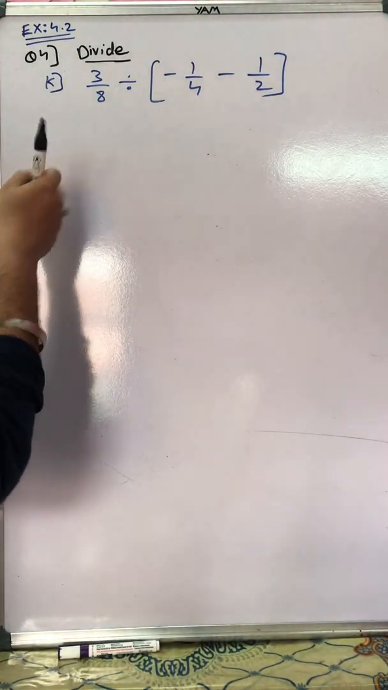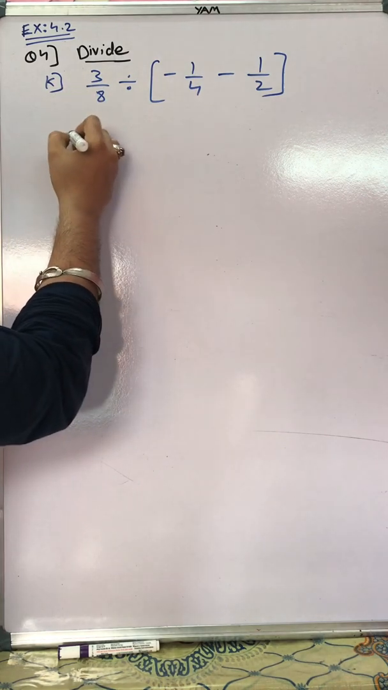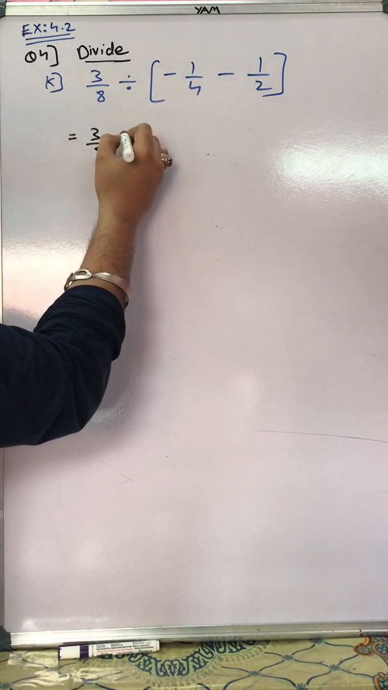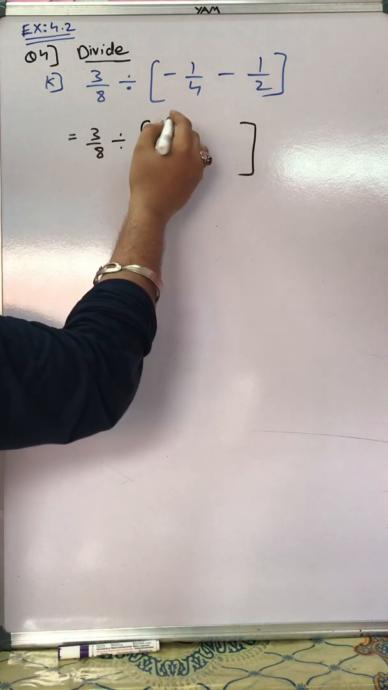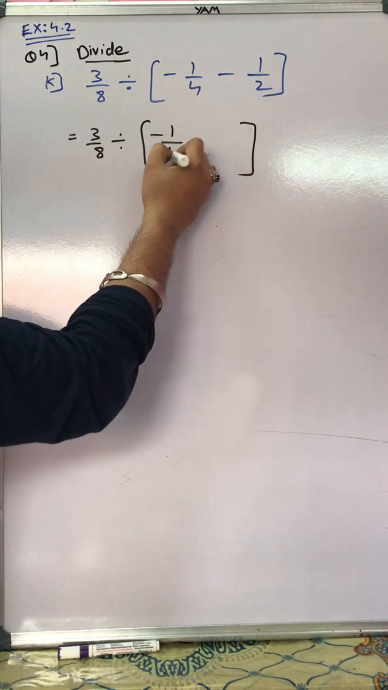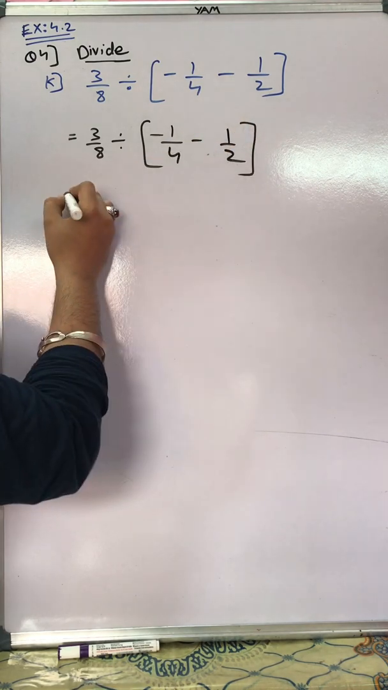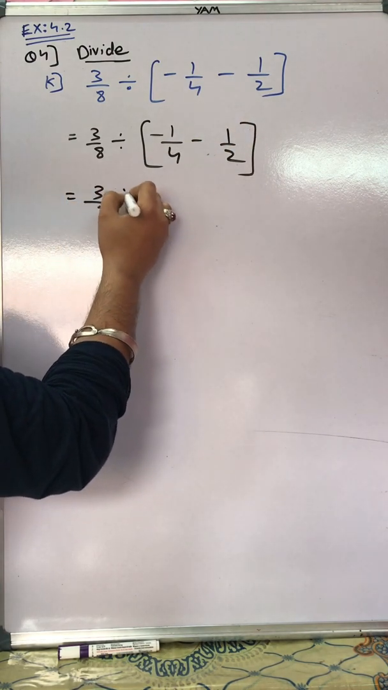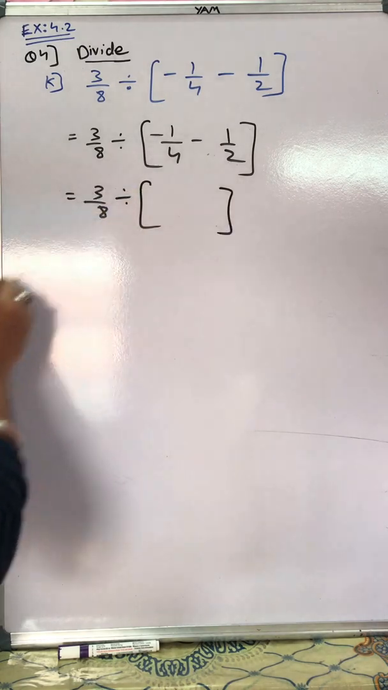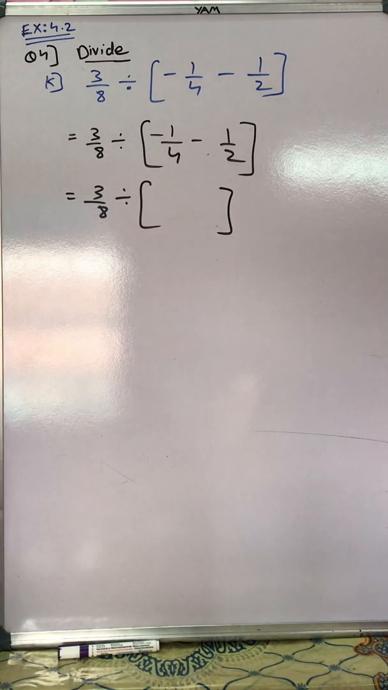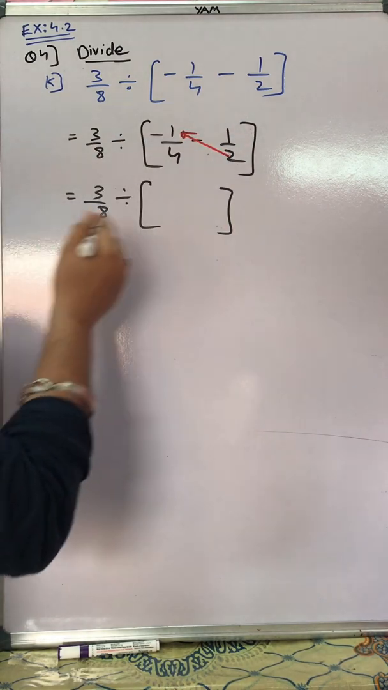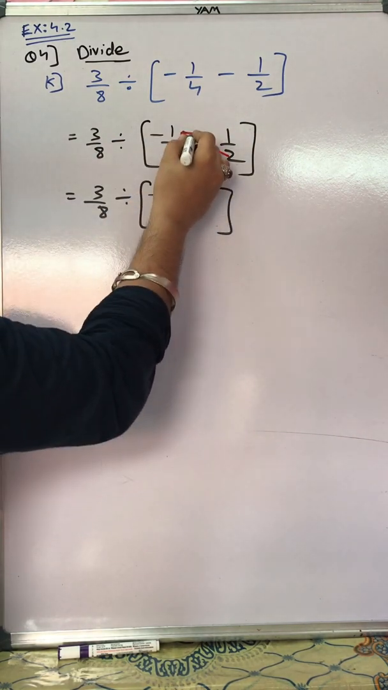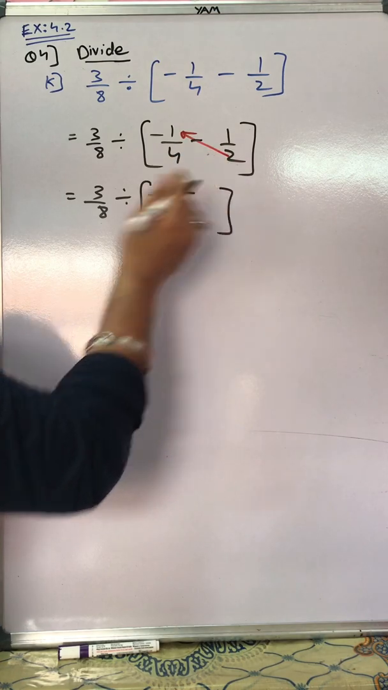Next question on the board, students. We have 3 upon 8 divided by the square bracket. So I'll write the square bracket. Now first I'll copy the question. Minus 1 upon 4 minus 1 upon 2 is equal to 3 upon 8 as it is divided by as it is. Now once again, can I say, students, that this 2 will be multiplied with this minus 1. So when 2 gets multiplied with minus 1 it becomes minus 2. This is the minus sign in between, so this will be copied as it is.